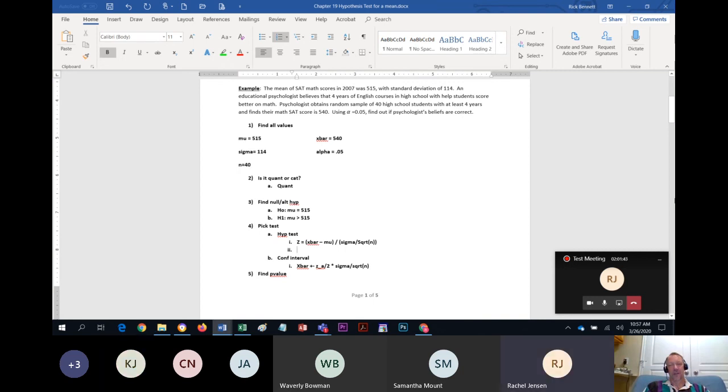Is it 540 minus 515? Z equals 540 minus 515, divided by 114 divided by the square root of 40. Okay. And I need to put parentheses in here. So well done, Rachel.